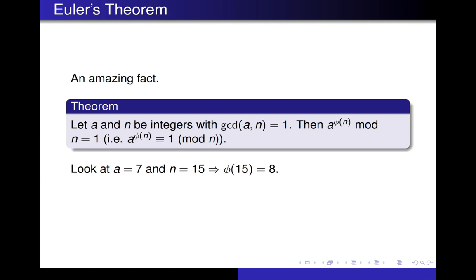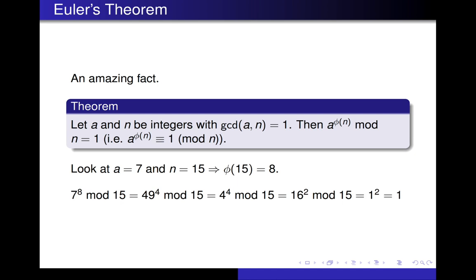Let's go ahead and compute 7 to the 8, a to the phi of n, mod 15. If we do this using our old-fashioned methods, 7 to the 8th, if we put those 7s into pairs, we get 49 to the 4th. Then we can divide 15 into 49. It gives us a remainder of 4, so we get 4 to the 4th mod 15. If we split those 4s into pairs, we end up with 16 times 16. And 16 mod 15 is equal to 1, so that gives us 1 squared, which is equal to 1.